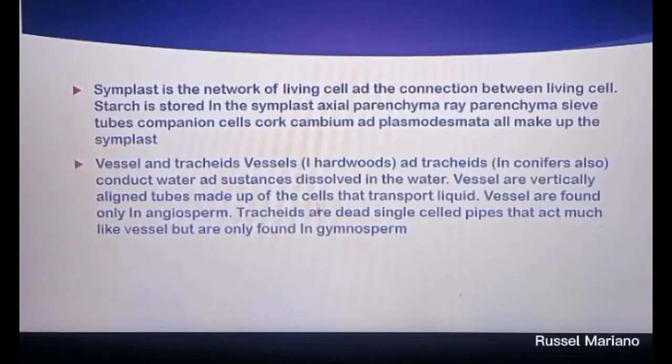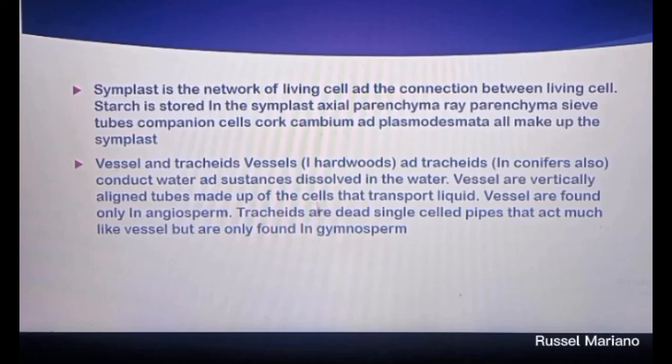Symplast is the network of living cells and the connections between living cells. Starch is stored in the symplast. Axial parenchyma, ray parenchyma, sieve tubes, companion cells, cambium, and plasmodesmata all make up the symplast.